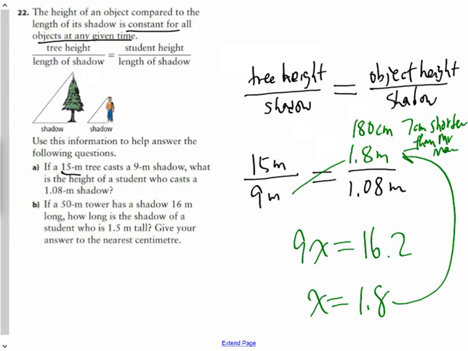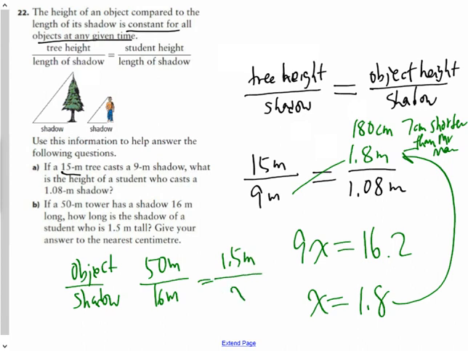In B, it says if a 50-meter tower has a shadow of 16 meters, now we're going to go with object to shadow. We're going to set it up as a ratio of the object's height to its shadow. If it's 50 meters tall and its shadow is 16 meters, how big a shadow would a 1.5 meter student have? There's our x.